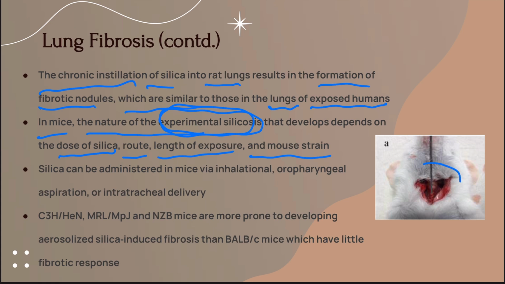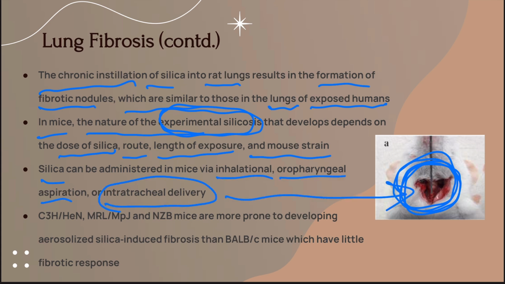And here you can see the intratracheal route of administering silica. Silica can be given by several routes, that is the inhalational route, oropharyngeal aspiration, and intratracheal delivery, as you can see here. Next, we have the strains C3H HEN, MRL MPJ, and NZB mice, which are more prone to develop silica-induced fibrosis than BALB-C mice. BALB-C is the one with white color, and I have already shown it to you in the previous slides.